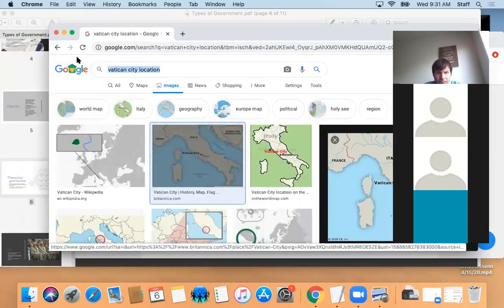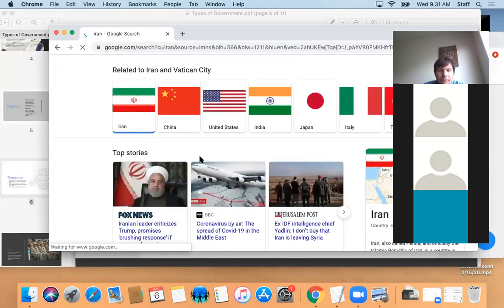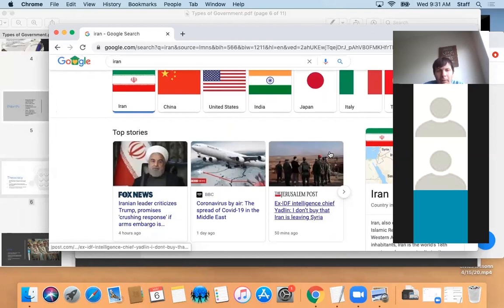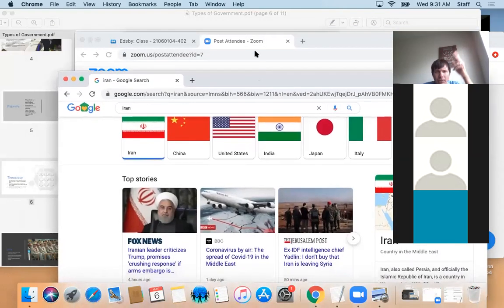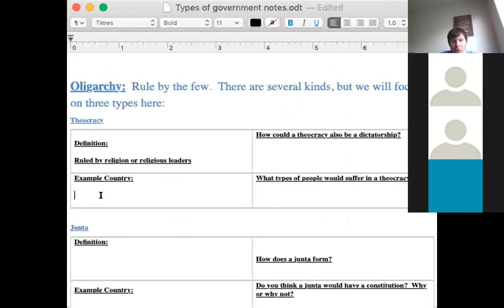Another one is Iran. So you can see these are Muslims praying. Sounds like an act of rebellion. So we've had some problems with Iran lately. You remember their bombs. So when you go to your paper and you're looking for an example of a theocracy, you could put Vatican City or Iran or Saudi Arabia, any of those ones. It's the Republic of Iran.